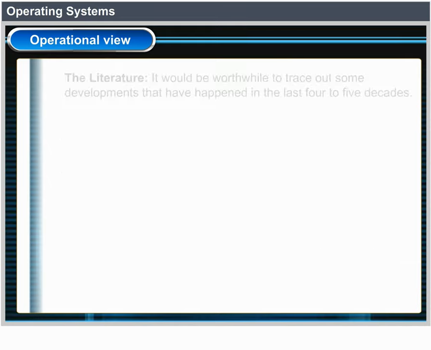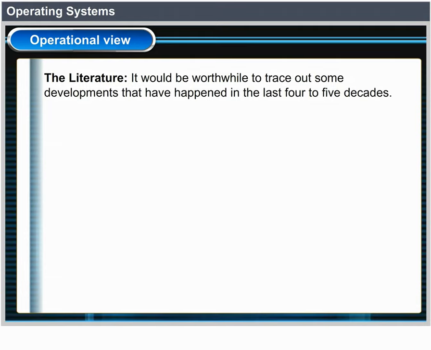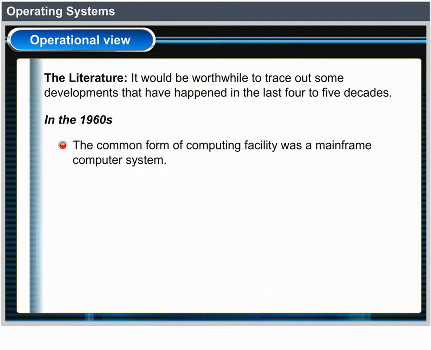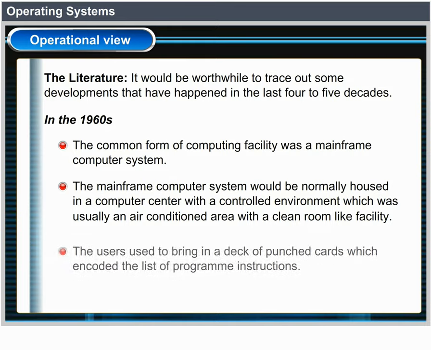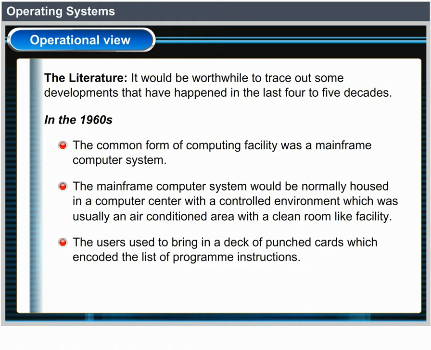The evolution. It would be worthwhile to trace some developments that have happened in the last 4 to 5 decades. In the 60s, the common form of computing facility was a mainframe computer system. The mainframe computer system would be normally housed in a computer center with a controlled environment, which was usually an air-conditioned area with a clean room-like facility. The users used to bring in a deck of punched cards which encoded the list of program instructions. The mode of operation was as follows.